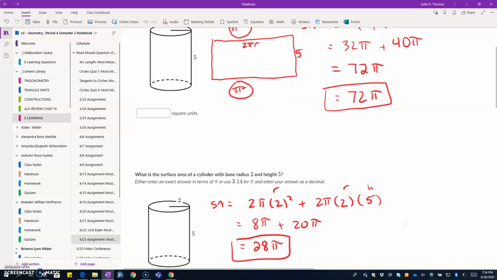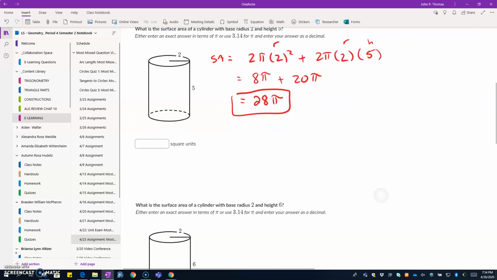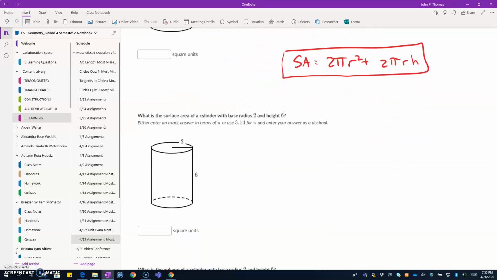So again, two surface area problems came up there, and the big thing is knowing that formula. Surface area of a cylinder is 2 pi r squared plus 2 pi r times h. It's two circles plus a rectangle, and that will give us the surface area. For this last one here, it says, what is the surface area of a cylinder with a base radius of 2 and a height of 6? So you can see a common theme in these.